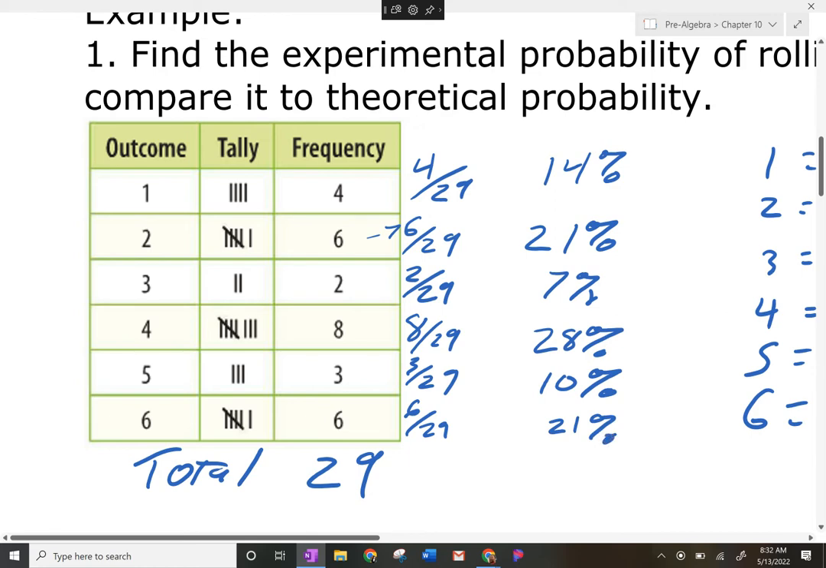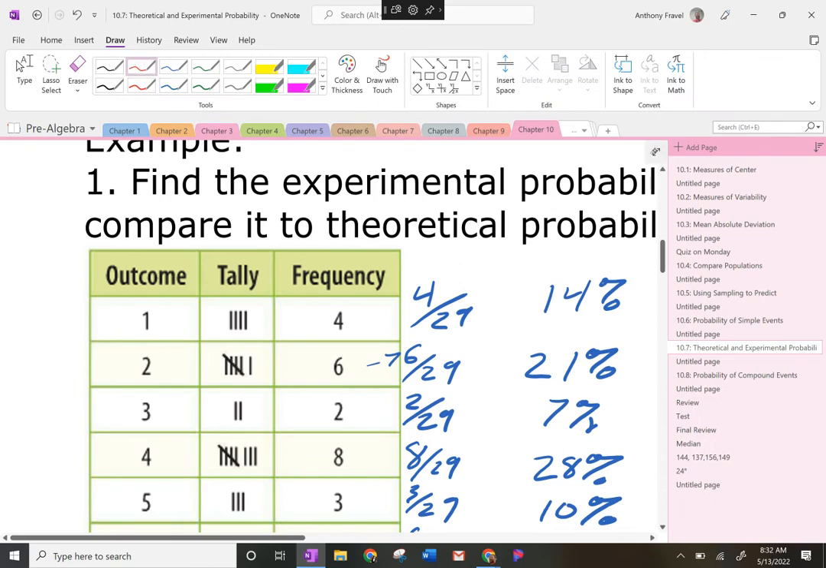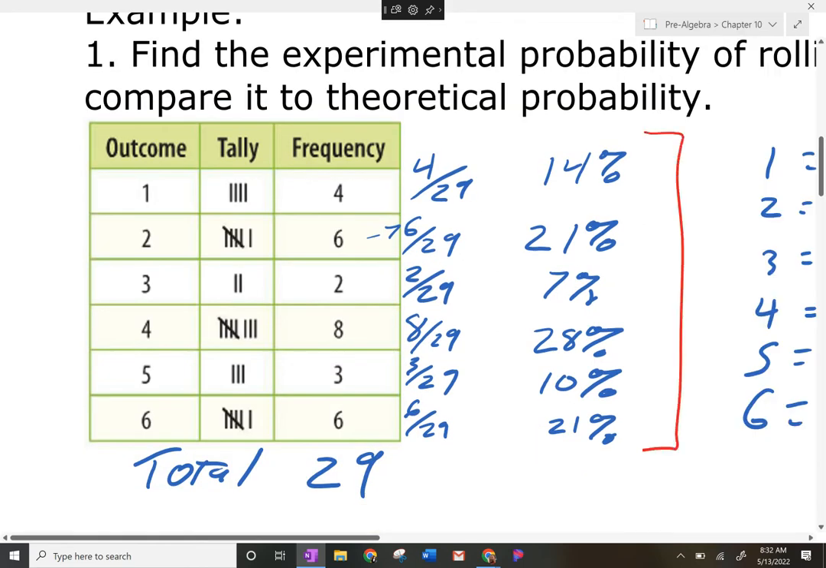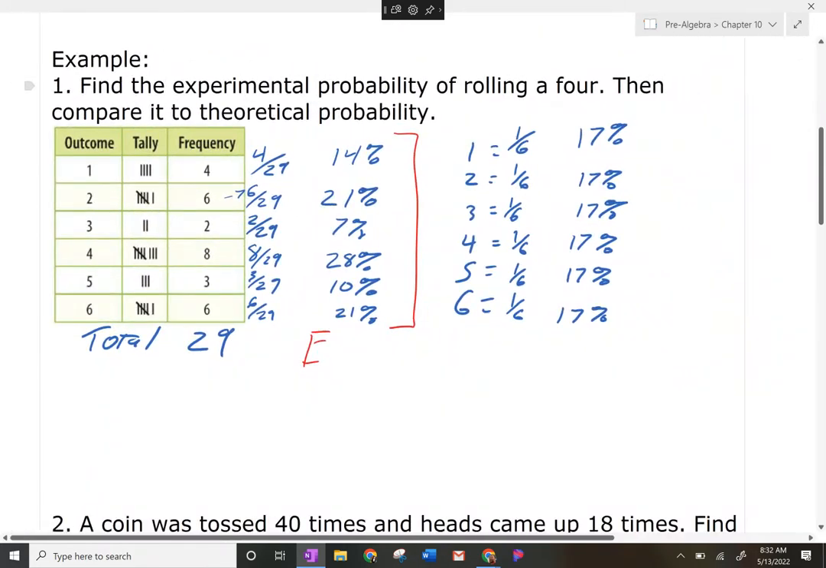Okay, here's what my actual experimental probabilities were. All this was my experiment. All this stuff over here was my theoretical. Do these numbers match up with these? No, they do not. Okay, so I'm going to look at the experimental probability of rolling a 4.